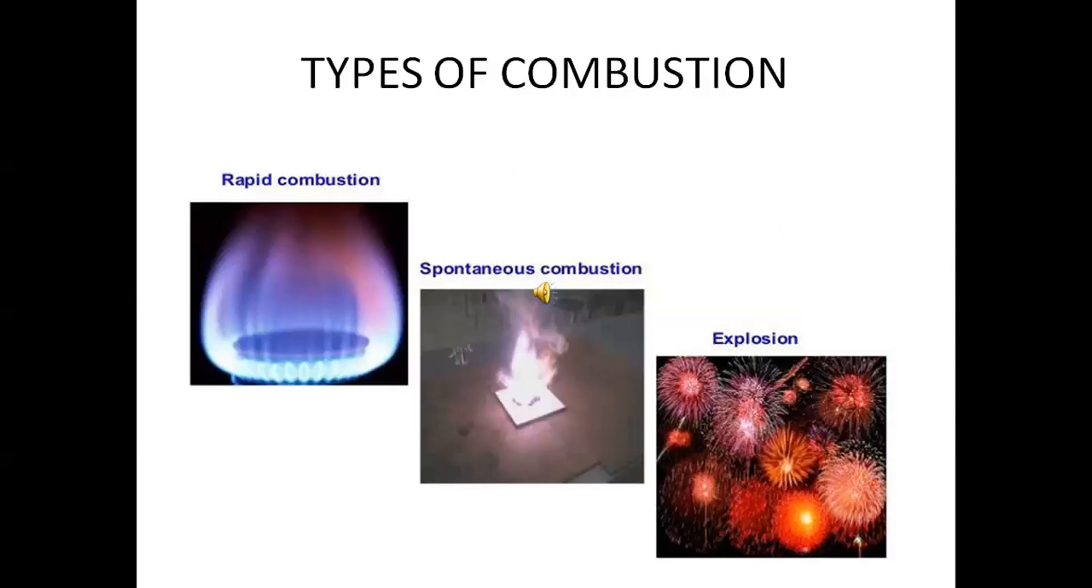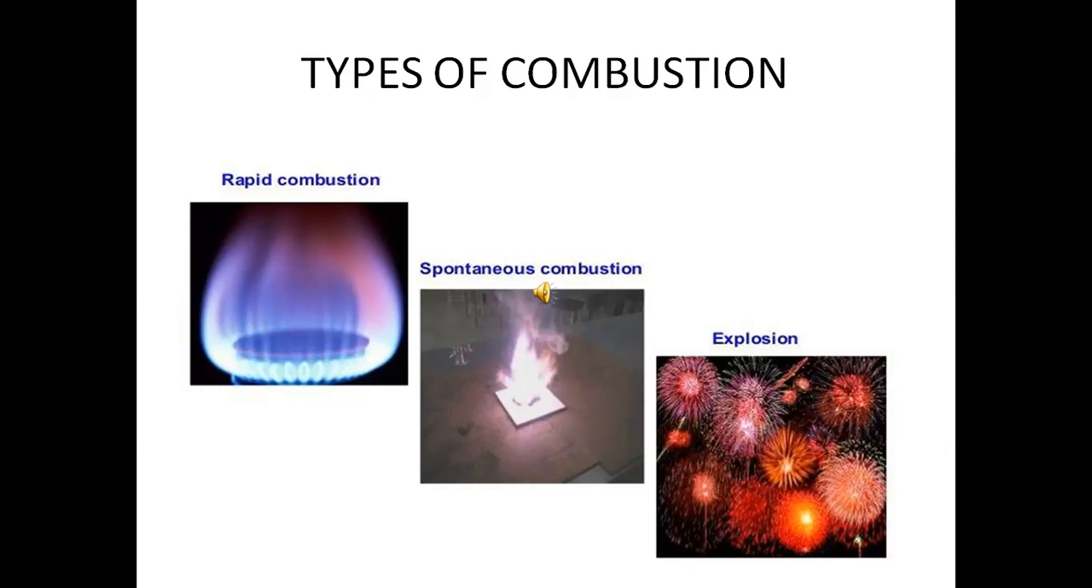Types of combustion. There are three main types of combustion. They are rapid combustion. It is a combustion process in which a substance burns rapidly and produces heat and light with the help of external heat. For example, burning of LPG gas.